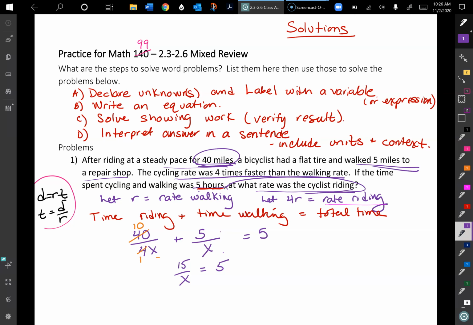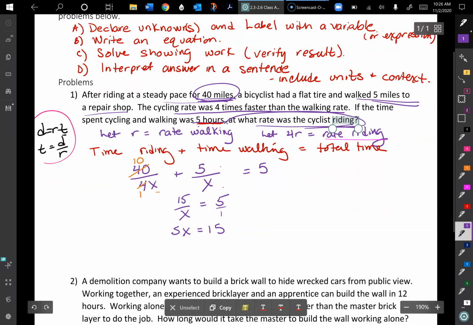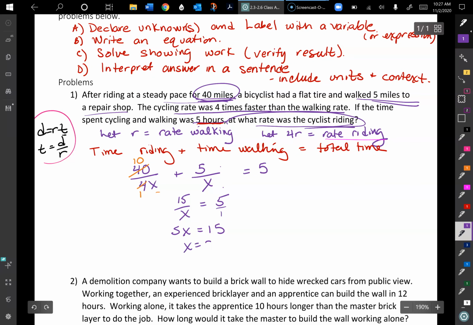And now I can cross multiply, right? So I would have 5x equals 15. And so therefore x equals 3. Actually, I think I was calling it r, so I'm just going to go back up here and change these to x instead. That's my unknown. I think that's what I did on the hints too, so we'll be consistent with that.